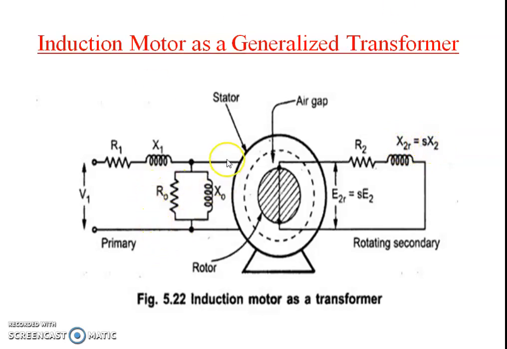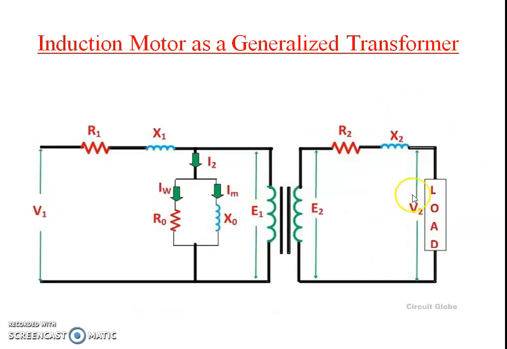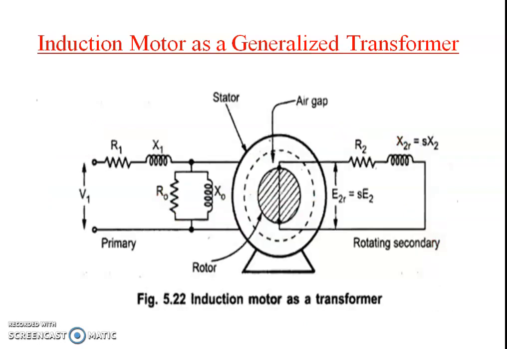Here the primary, as we know, is nothing but the stator, a stationary part, while the secondary is a rotating part. In the transformer, as we saw in the previous lecture, there is no rotating part; both primary and secondary windings are stationary. But in the induction motor, the stator winding, which we simply call the primary, is always stationary, while the secondary, that is the rotor winding, is always rotating.